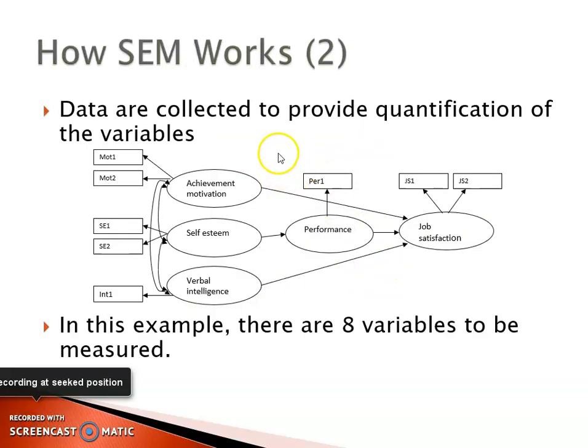The example we used in the previous video is a latent factor SEM model. We have 5 latent factors. Each of them has 1 or 2 measured variables as indicators.